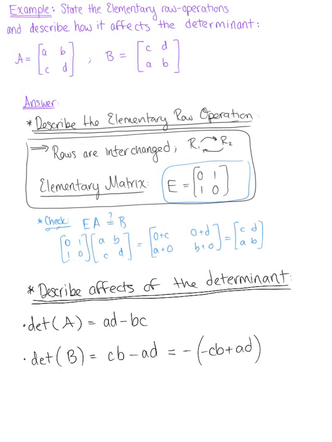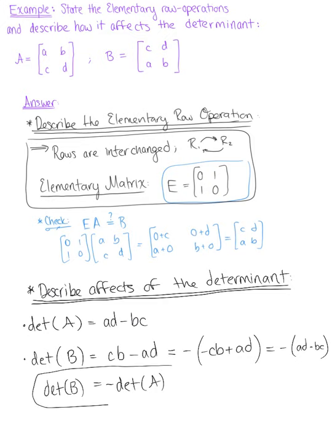If we switch the order of our terms, we can see, hey, that's negative A times D minus B times C, which is the determinant of A, or minus the determinant of A. So we can see here that when we interchange rows, the sign of the determinant changes. So that's going to be an important property to remember as we proceed.